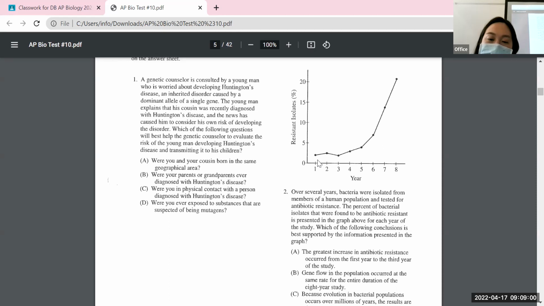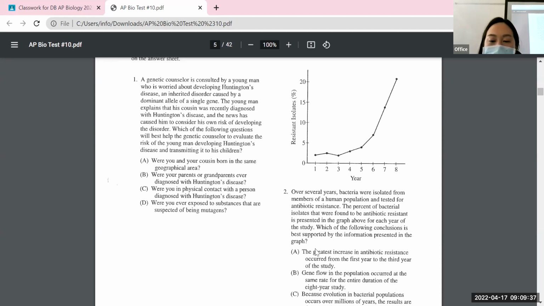You can see over the course of 8 years, it looks pretty much like it goes from maybe 2% to about 20%, right? So you have kind of rapid growth. You don't see much change until probably year 3, and then from year 3 you see an accelerated, exponential type curve in terms of the percentage of resistant bacteria, right? Okay, so which of the following conclusions is best supported by the information presented in the graph?